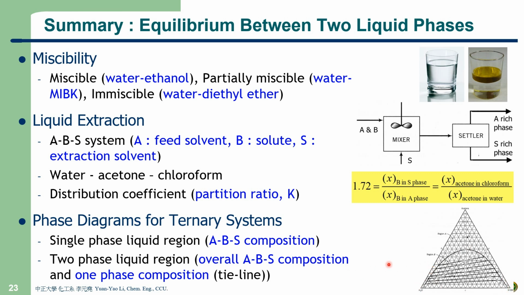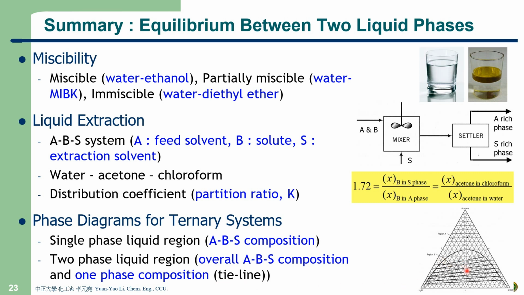In the two-phase liquid region, we also want to know the overall ABS composition. So when you address one point here, you can find out the overall composition. For example, there are 2 phases, but in these 2 phases, you can know the overall composition of A, B, and S. However, if you want to know the composition in an individual phase, for example in this phase or in this phase, we need to use the tie line.